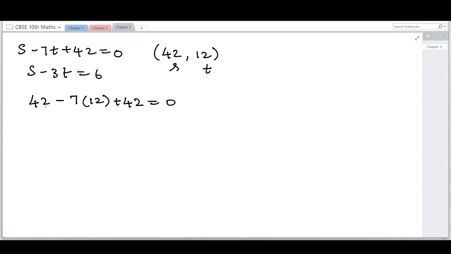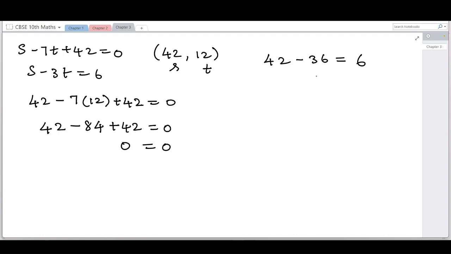If you simplify this, you will get 42 minus 84 plus 42. You will get the left hand side and right hand side to be equal. So we have verified the first one. In the second one, if you substitute you will get 3 into 12, that is 36, and if you simplify this you will get 6 equal to 6. So thus we have verified the solution.